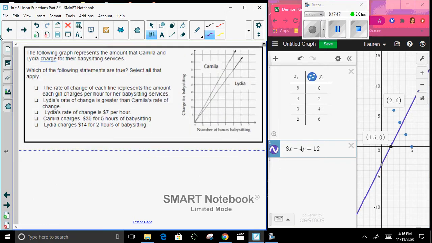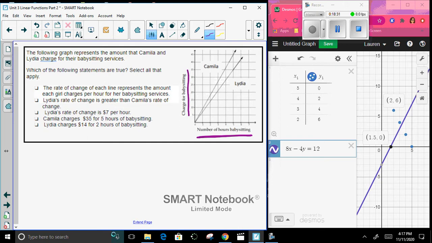All right, the following graph represents the amount that Camilla and Lydia charge for their babysitting services. So here's Lydia's line, here's Camilla's line. So it looks to me like Camilla's is a little bit steeper. Lydia's is not as steep. Now keep in mind, number of hours babysitting is on the x-axis, and what they charge for babysitting is on the y-axis. Okay, so keep that in mind.